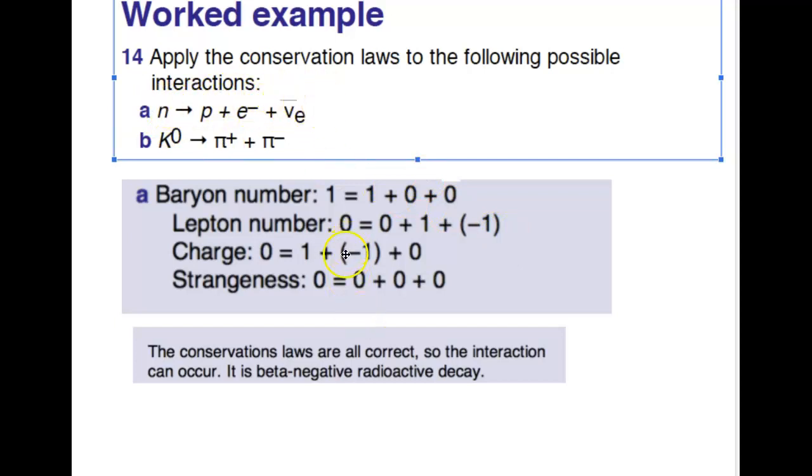So let's have a look at charge. Charge on a neutron is 0. The charge on a proton is 1+. The charge on an electron is -1. And the charge on an antineutrino is 0. So we have the same charge on both sides. Strangeness: there is no strangeness here, so we have 0 strangeness on this side and 0 strangeness for all of these because there are no strange quarks involved. That means that this interaction shows conservation and is possible.